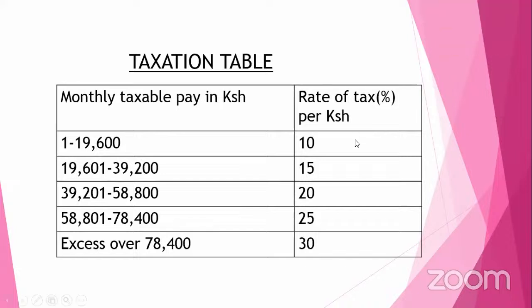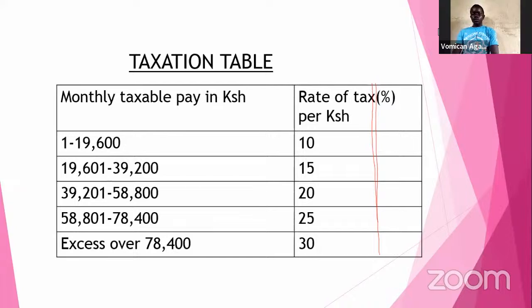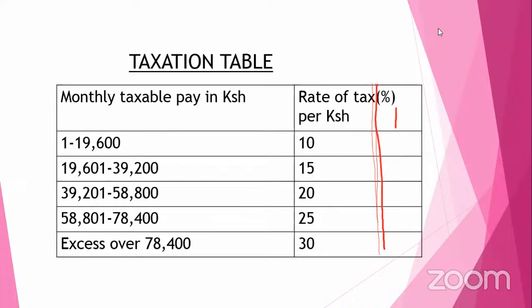So this is the table given. Your work was simply to come here and create a column for tax. So the first 19,600 is taxed at the rate of 10%. You write the tax there. You come to the next one. And we said, be very keen when you are subtracting. You subtract this way so that you don't lose 1 shilling.